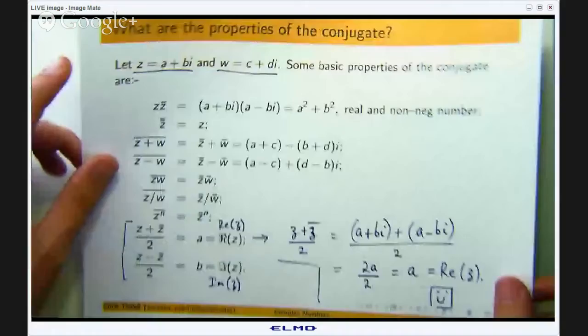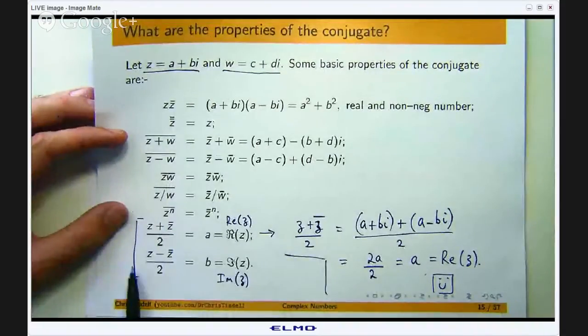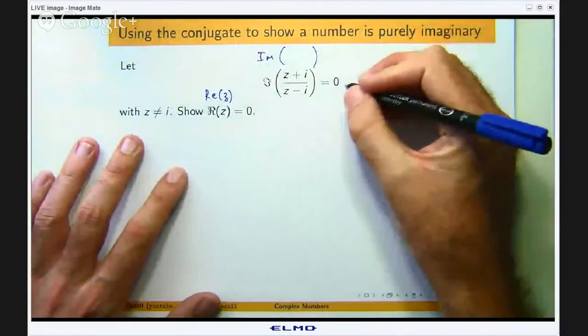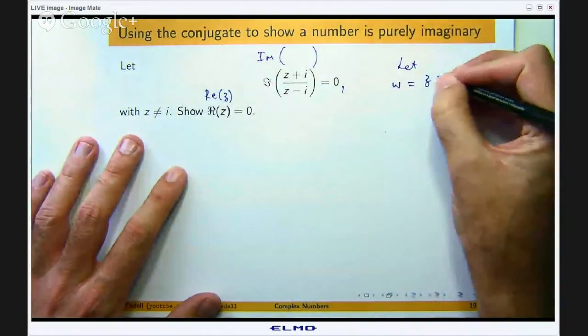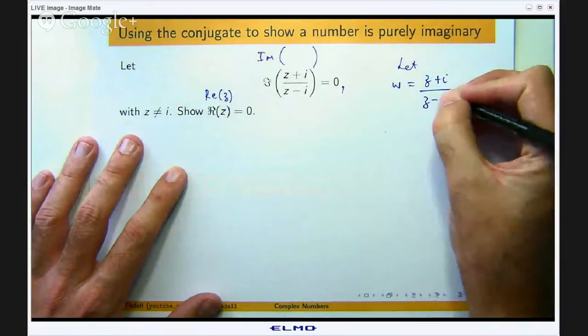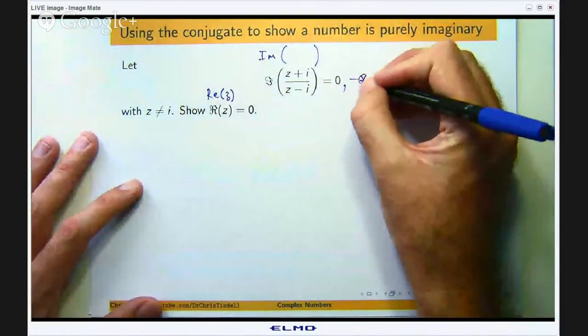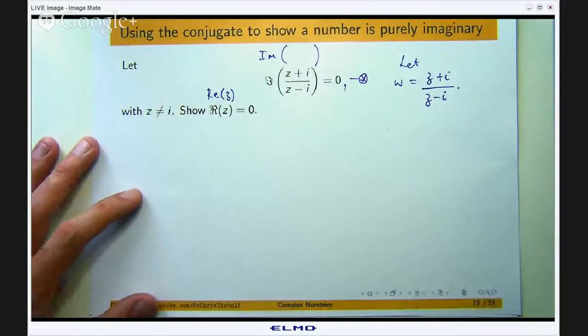In particular, I'm going to use the properties of the complex conjugate, in particular this part here. If you take a complex number and you take away its conjugate and divide by 2, you get the imaginary part of the complex number, say z. Okay? All right, so I'm going to let w be the complex number that is (z + i) over (z - i). If you call this star, we know that the imaginary part of w is 0.